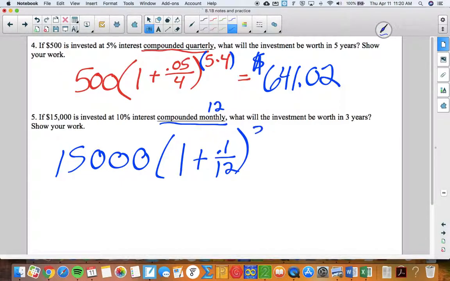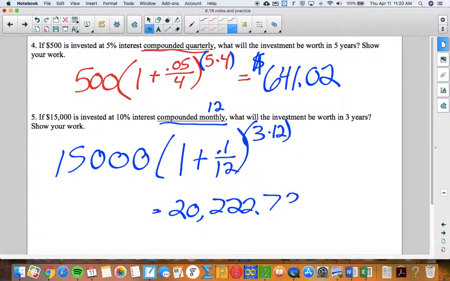And then it's being invested for 3 years. But we have to multiply that number of years being invested by the number of times it compounds each year. And again, make this a 36 or put it in parentheses. And then you get $20,222.73. Yeehaw!